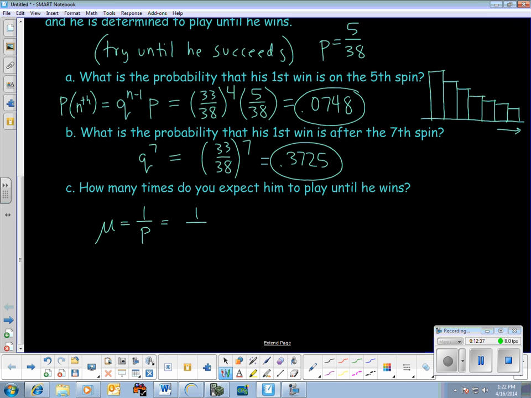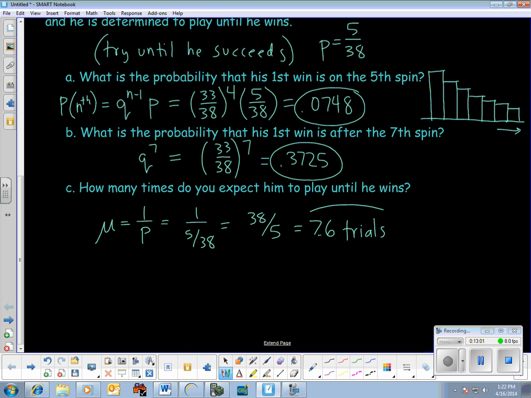And for us, that's 1 over 5/38, which means on average it's going to take me 38/5 tries in order to succeed. So let's see, 38/5, 5 goes into 35 7 times, 3 left over. It's going to be 7.6, I believe. Forgive me if I did that wrong, but I think that's good.